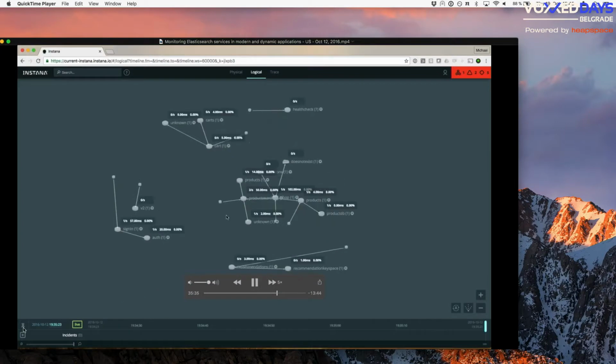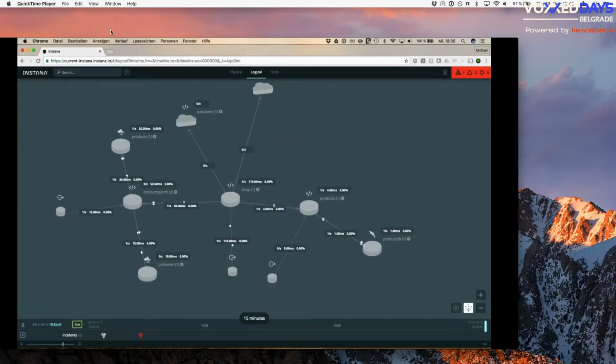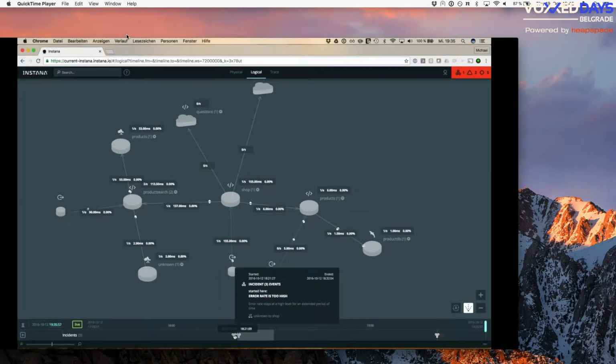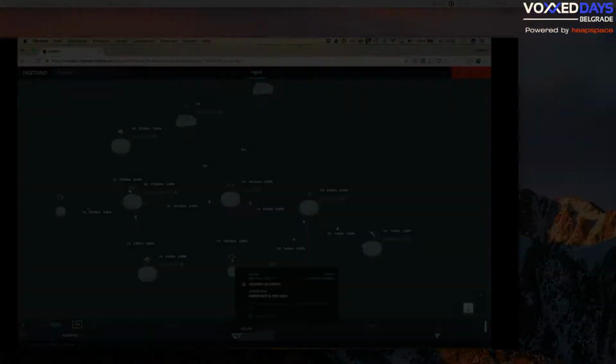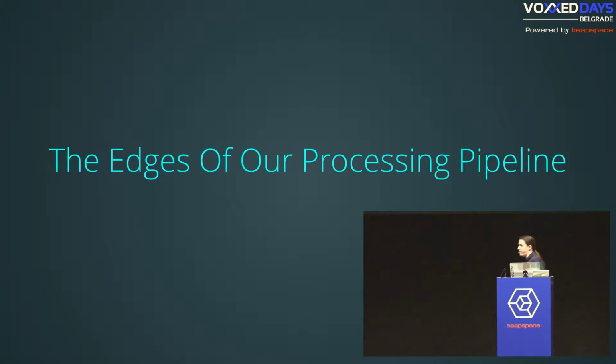So let me find my cursor to close this. Here we go, and let's continue my talk about this. And I first want to talk about the edges of the processing pipeline. You have seen here already without realizing.